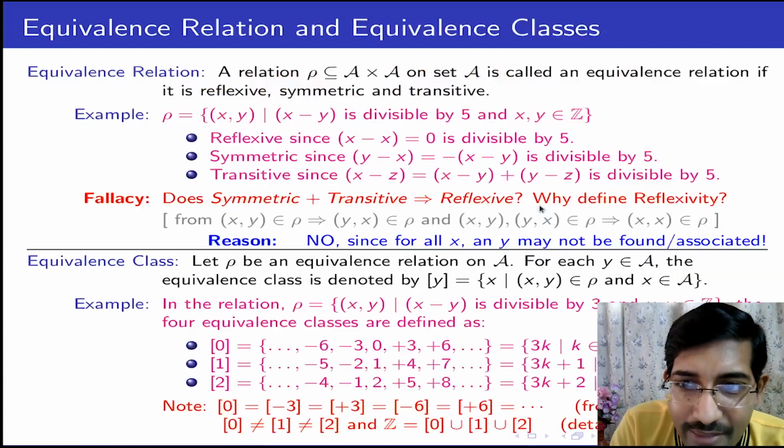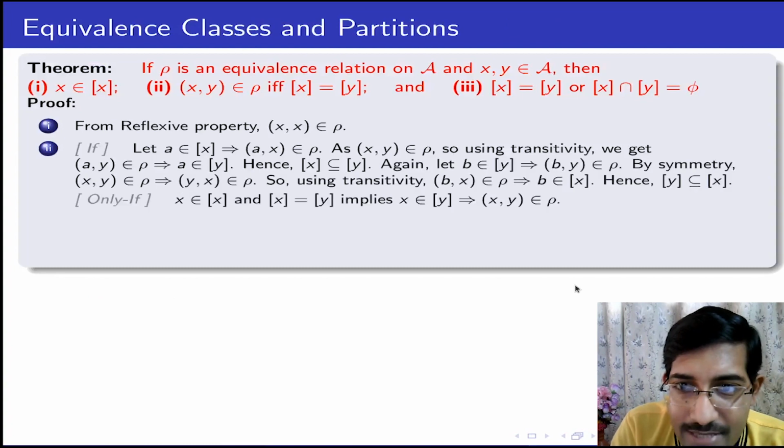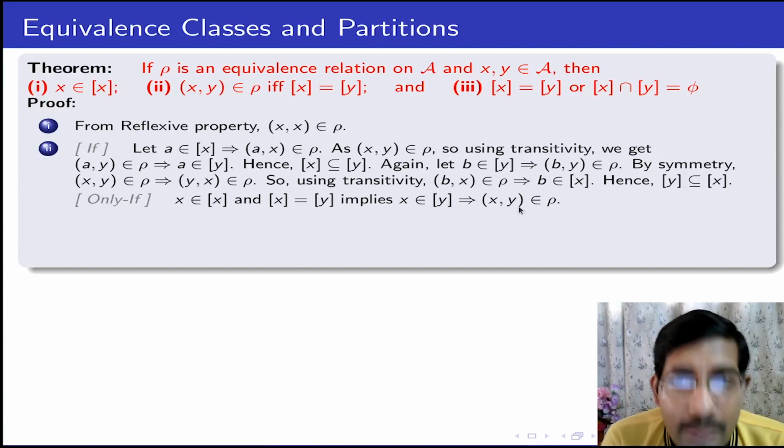Check again the definition: an element x belongs to class y means (x, y) must be inside rho. So when I get x belongs to class y, I get (x, y) to be inside rho, and that is what I wanted to prove here. That is the opposite direction: given class x equal to class y, the two elements x and y are related.